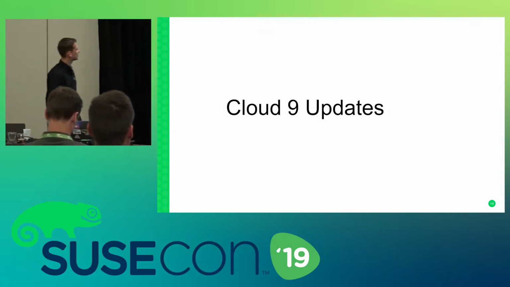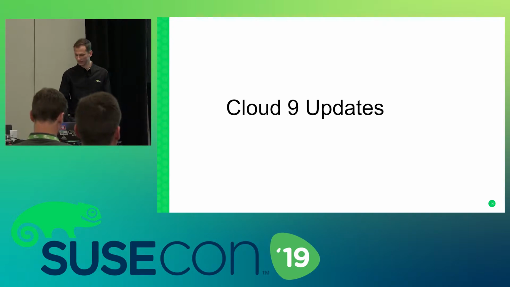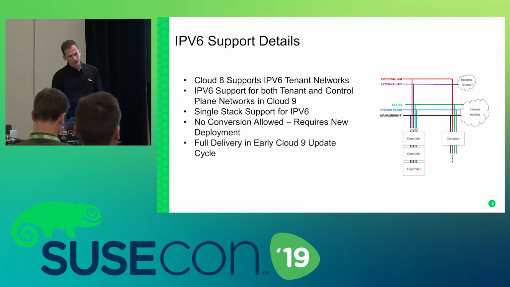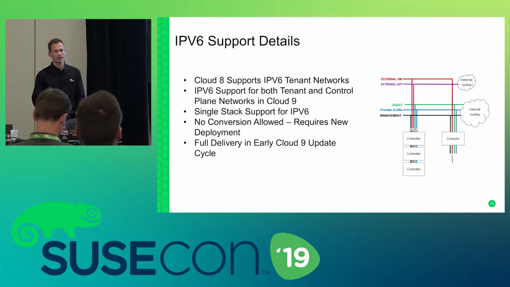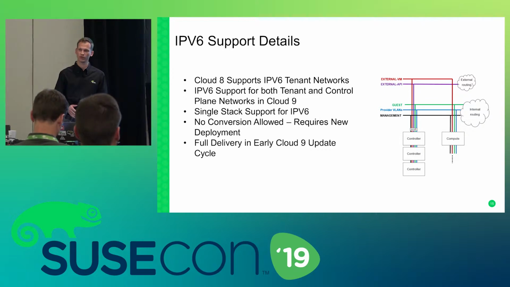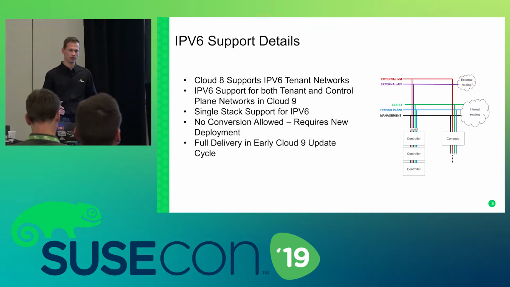Okay, so let's talk about the Cloud 9 updates. We very often get requests about IPv6 support. As TR already said, in Cloud 8 we support IPv6 tenant networks, so basically the IPv6 traffic between your VMs and your projects. What is new is the IPv6 support for the APIs, for example, so all the control plane networks.